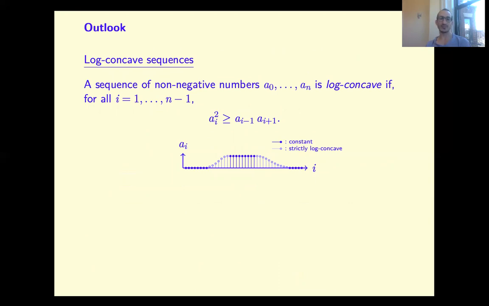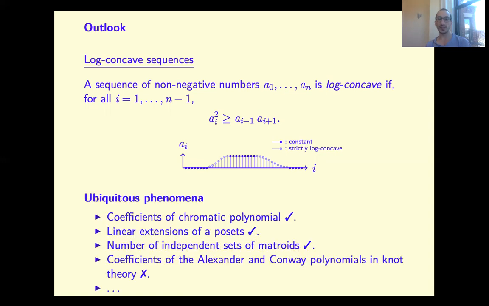because I don't have the time to actually explain to you what are the equality cases of the Alexandrov-Fenchel. This requires some work. But there's kind of a general phenomenon about log-concave sequences. So before I tell you the phenomenon, what is a log-concave sequence? We have non-negative numbers, a0 to an, and they're log-concave if we have this relation, which of course looks like the Alexandrov-Fenchel inequality. And it's a ubiquitous phenomenon.